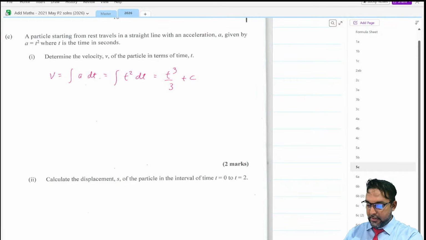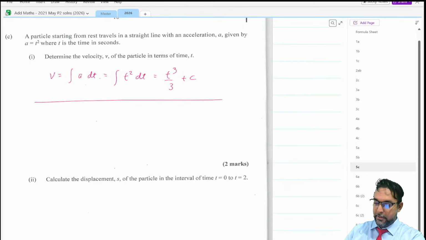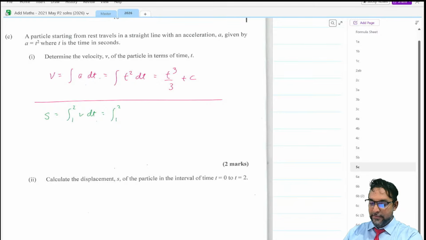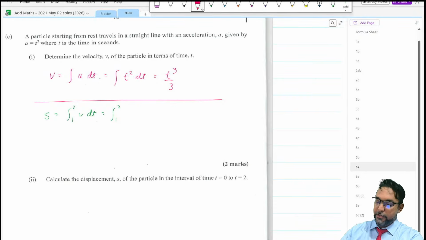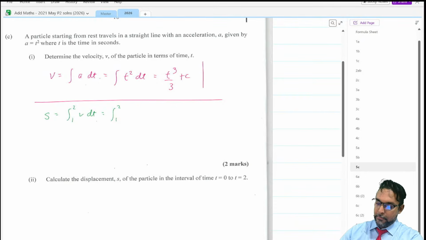Calculate the displacement of the particle in the interval of time t equals 0 to 2. Okay, so that's integrating v. So s is the integral between 2 and 0 of v dt, so the integral of t cubed. I guess we have to assume that c is 0. A particle starting from rest. Okay, if it starts from rest, then there's no plus c. Actually, you should write a note: particle starting at rest implies c is 0.